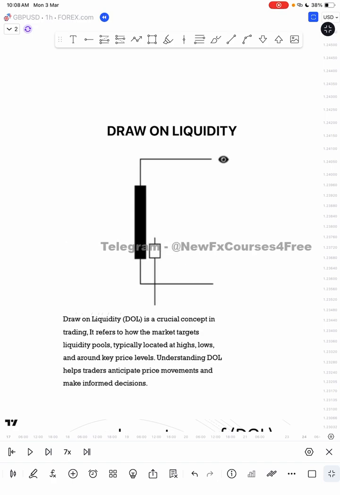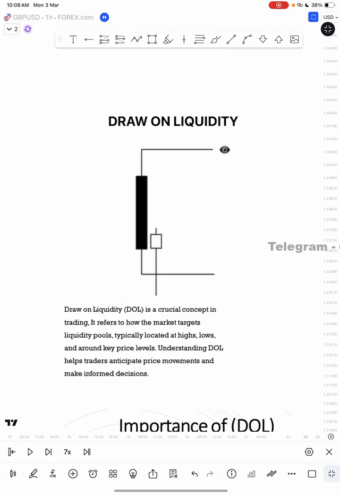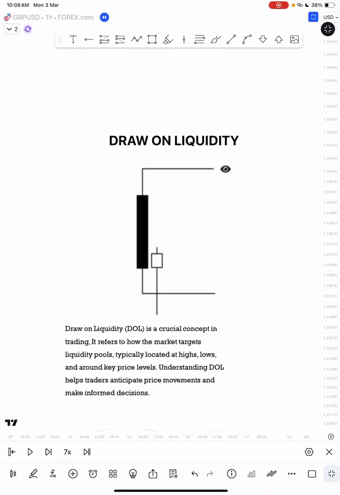So it should actually be the most important concept behind your trade idea, because you need to know where the market is actually coming from and where it is heading to. That's what draw on liquidity is all about.